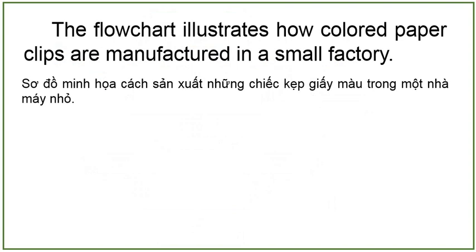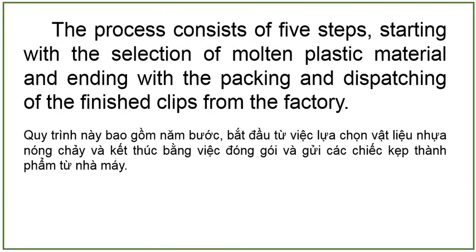The flowchart illustrates how colored paper clips were manufactured in a small factory. The process consists of 5 steps, starting with the selection of molten plastic material and ending with the packing and dispatching of the finished clips from the factory.